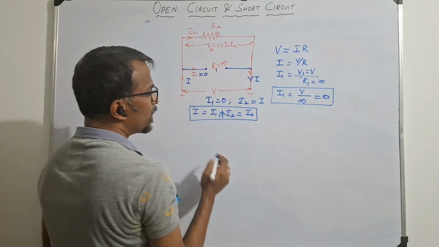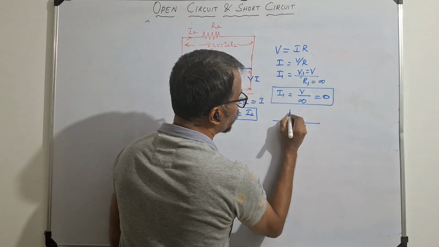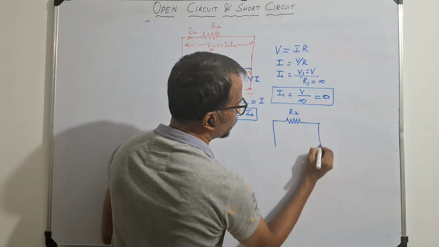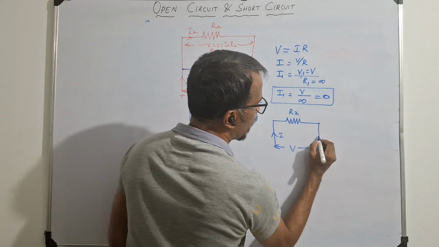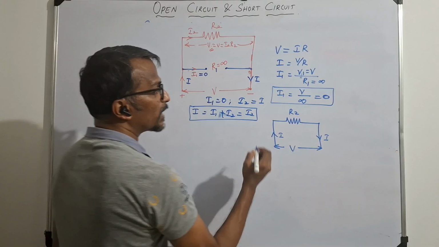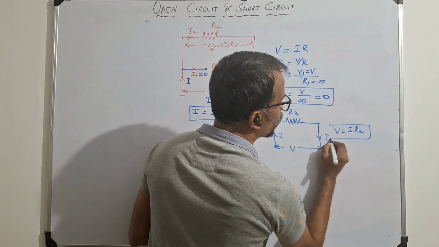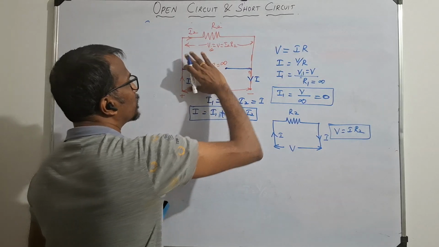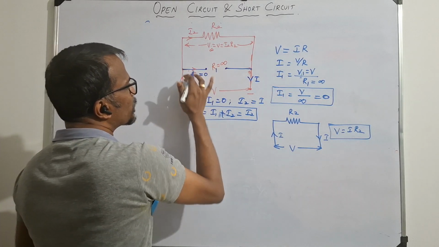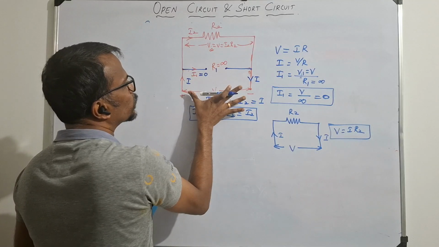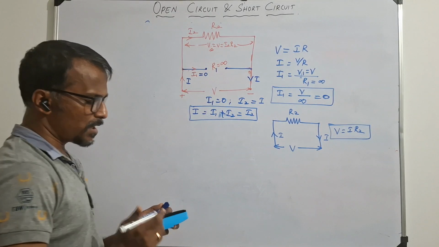So we can redraw the circuit as here R2, and this is the supply voltage V. This is the current I and the returning current. Therefore, the voltage is nothing but I into R2 only. Since this is open, we can remove this circuit entirely, right? So this voltage will appear across this. So V is equal to I into R2.